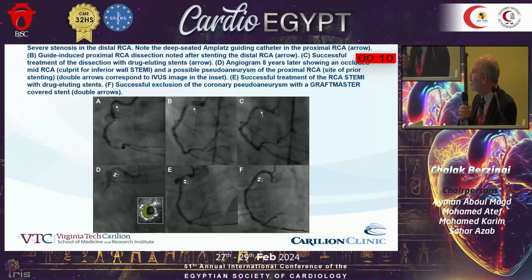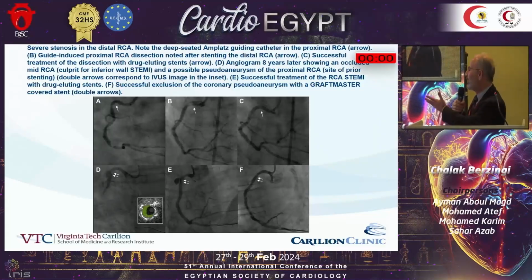So this is another case. The distal right coronary artery had a tight lesion. You can see it in panel A. And that was treated with a stent. However, the guide was deep. It was an Amplatz guide that caused some dissection. That dissection was treated with another stent in the proximal RCA.